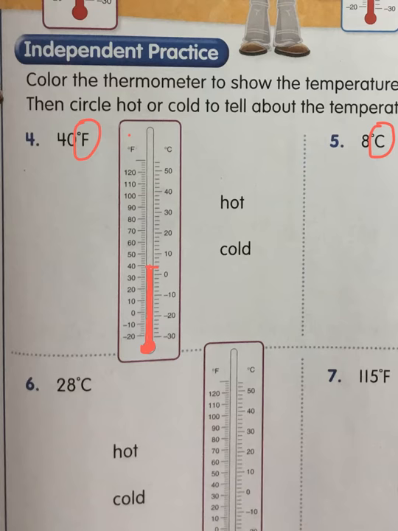Okay, now I need to circle this. Is 40 degrees Fahrenheit hot or cold? Well, remember Mrs. Powell said that about 55 and above is warm and 55 and below is cold. So 40 is below 50, so that is going to be cold. So circle cold.